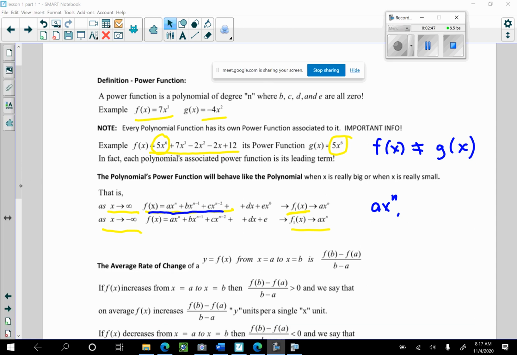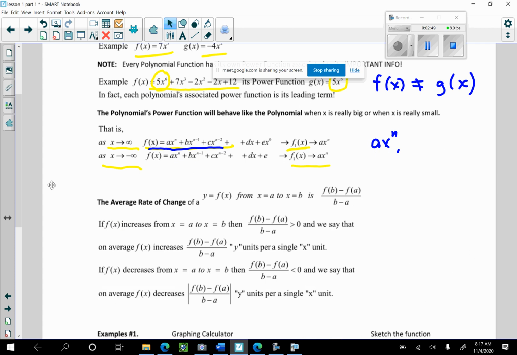Oh my goodness gracious, this is something that we've been doing for a long time: finding the average rates of change of a function. It's always this. This is the average rate of change from x equals a to x equals b. This, I think, was copy and pasted from the quadratic function unit.